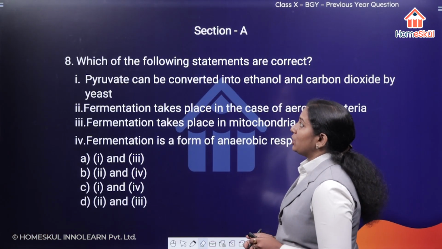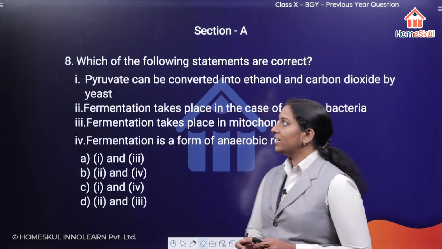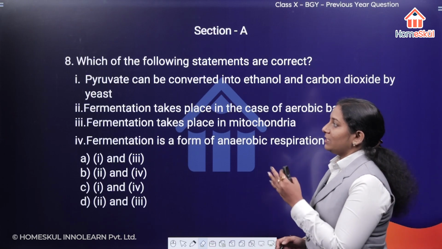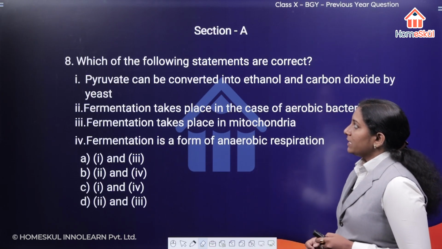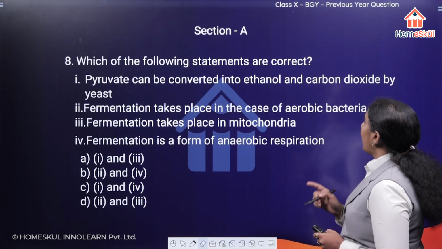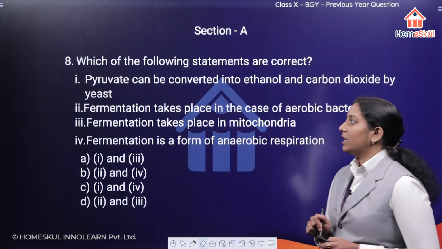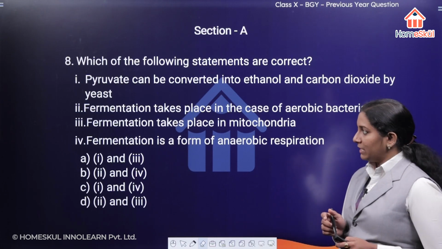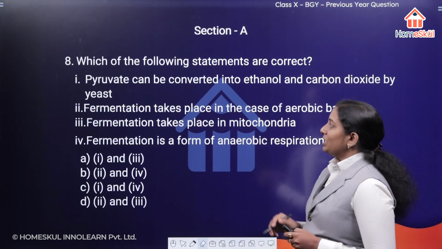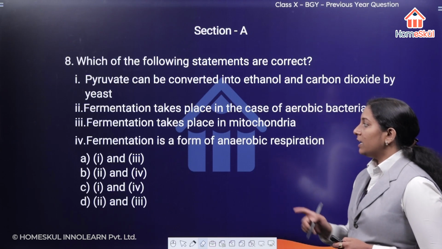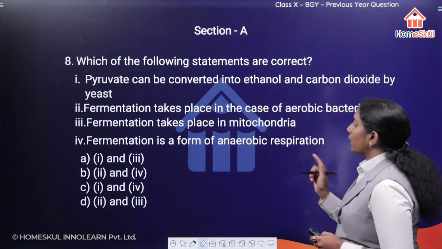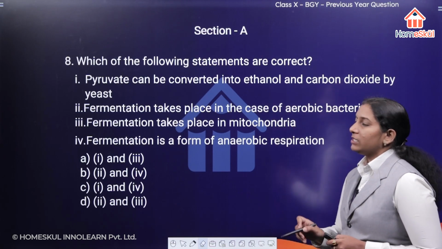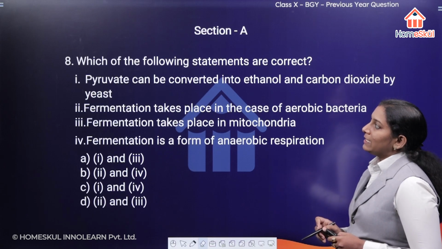Okay, so section A, question number 8. Which of the following statements are correct? Okay, so the statements given are pyruvate can be converted into ethanol and carbon dioxide by yeast. Second one, fermentation takes place in the case of aerobic bacteria. Right, then fermentation takes place in mitochondria. Fermentation is a form of anaerobic respiration. So, from this statement, you have to choose the correct statements. Okay, so let's see the first one.